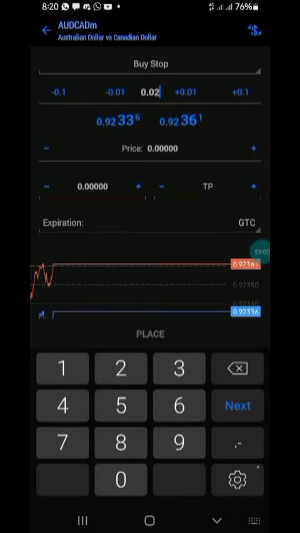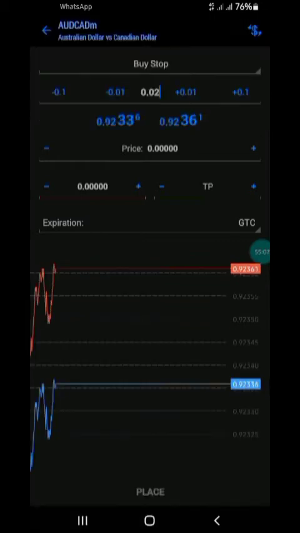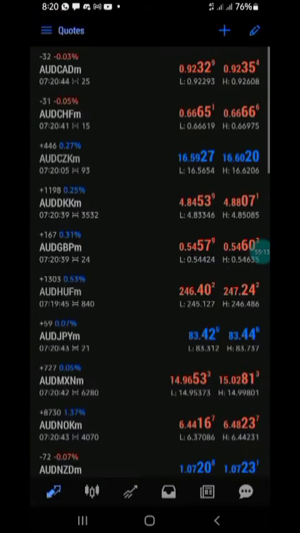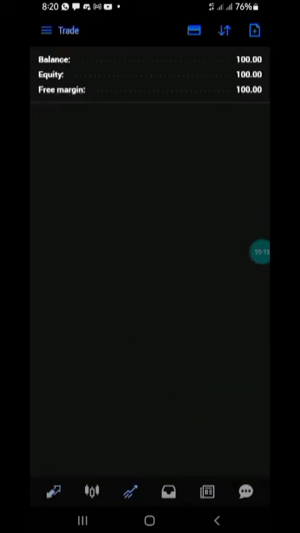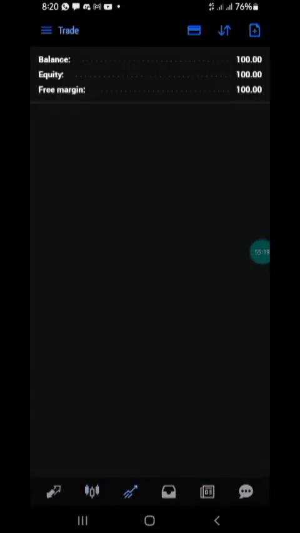So take profit, I can put any number here. When you're done with everything at this point, this place gets highlighted. You click on place. Whenever you click on place, it appears here. Okay, let me try to do one so that you understand.